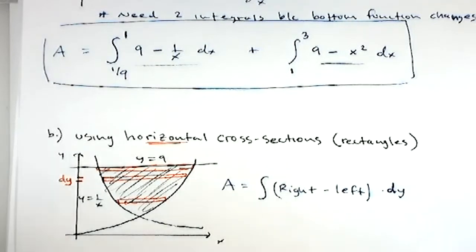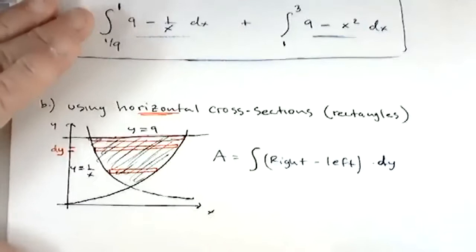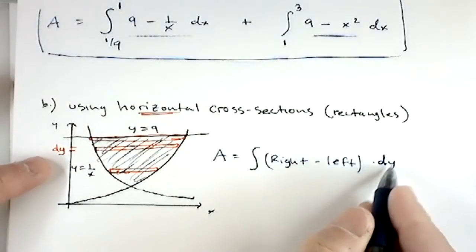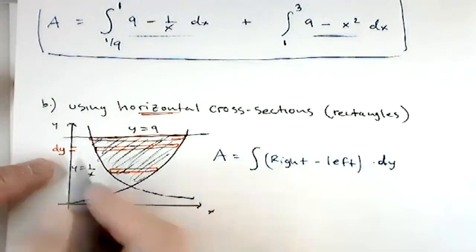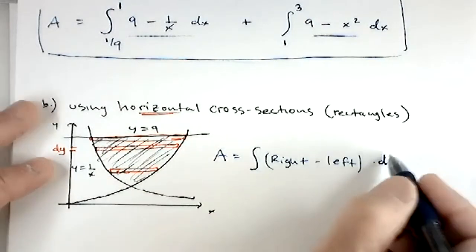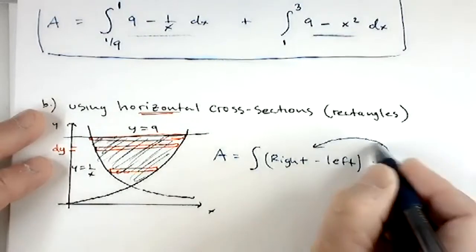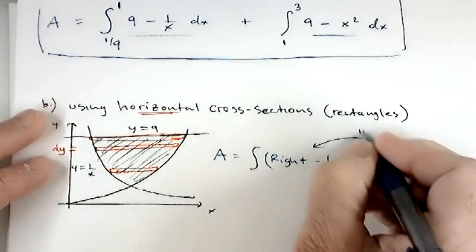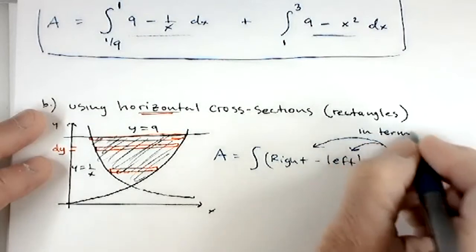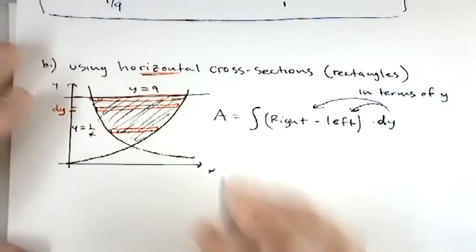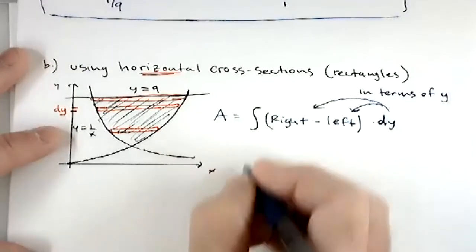If you're doing horizontal rectangles, it's got to be a dy integral. Now back to that dual interpretation. Not only does dy represent the width of the rectangles, what that means is I need to express both of these functions in terms of y, don't I? If I'm going to do the integral, they better be in terms of y. So you have to do a little manipulation here.